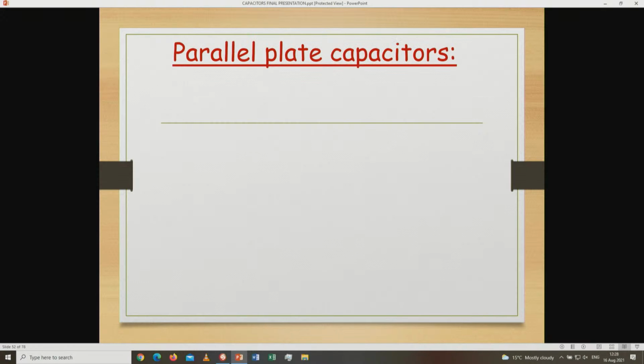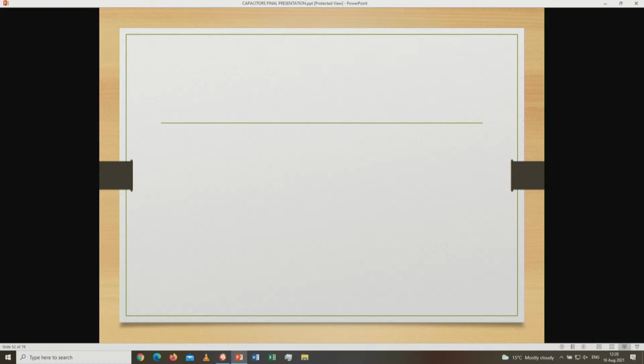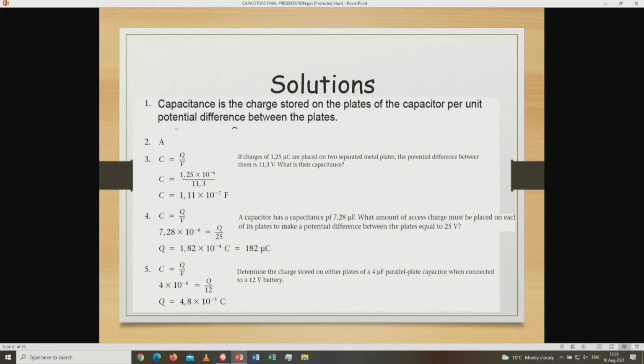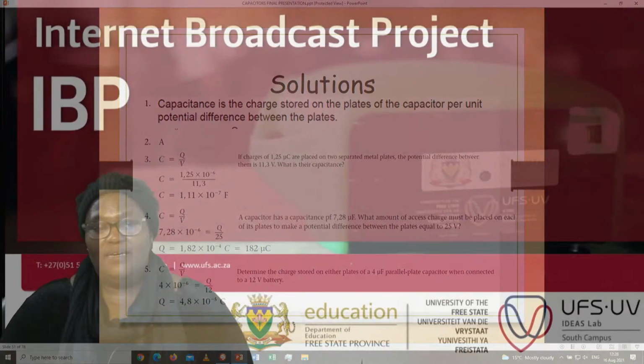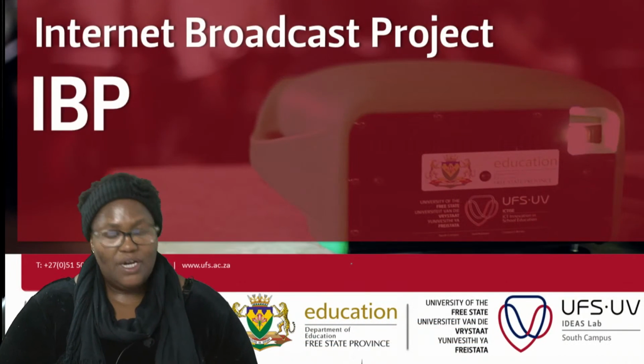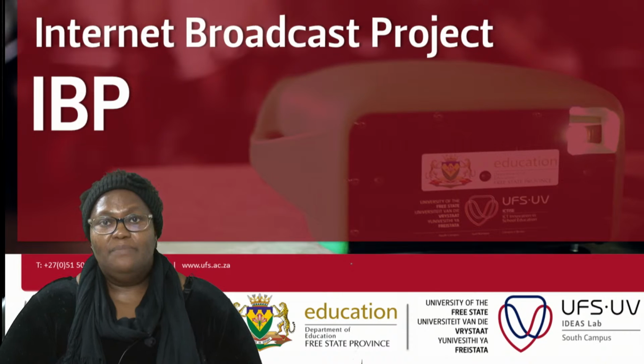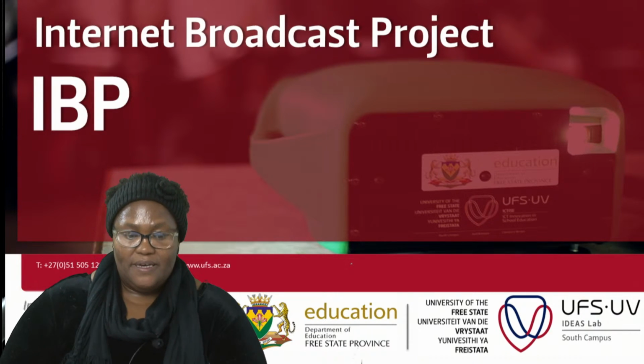Let us move on. These examples and activities bring us to the end of the first session. In the next session we are going to pick up with calculations of parallel plates. Okay, thank you.